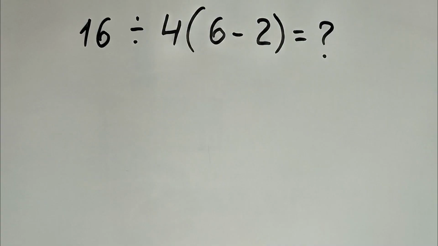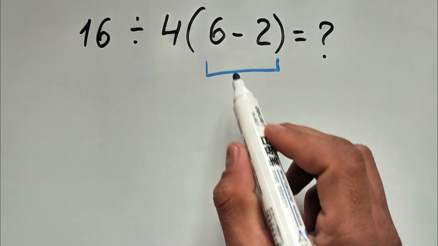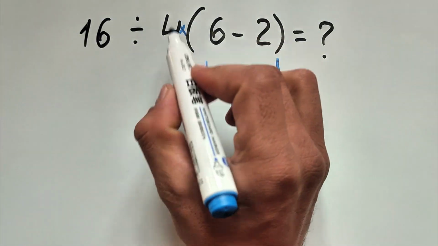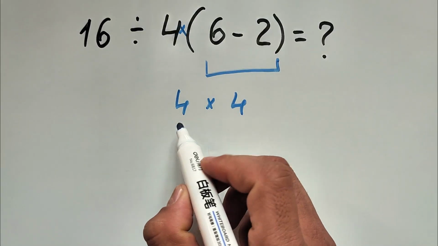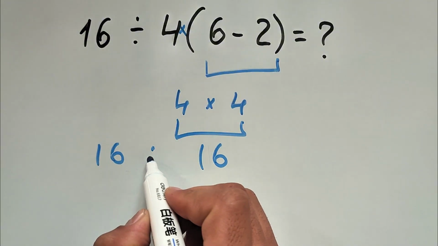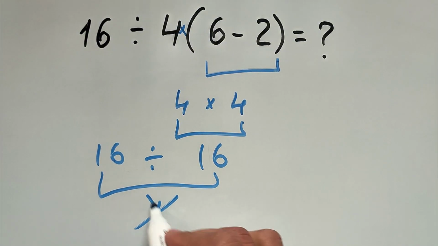Let's begin to solve this math problem. First, we have to work inside the parentheses. 6 minus 2 equals 4, and there is multiplication here. 4 multiplied by 4 equals 16, and 16 divided by 16 equals 1. But this is not the correct answer.